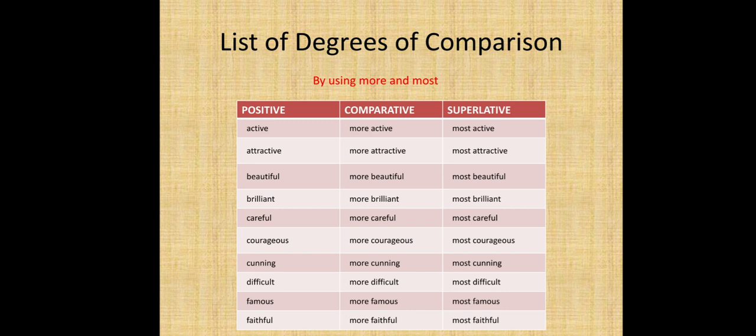Now, by using more and most also, we can use these degrees of comparison. Let's suppose in positive, if a word is active, then in comparative it will be more active, most active. Attractive, more attractive, most attractive. Beautiful, more beautiful, most beautiful. Brilliant, more brilliant, most brilliant. Careful, more careful, most careful. Courageous, more courageous, most courageous. Cunning, more cunning, most cunning. Difficult, more difficult, most difficult. Famous, more famous, most famous. Faithful, more faithful, most faithful.